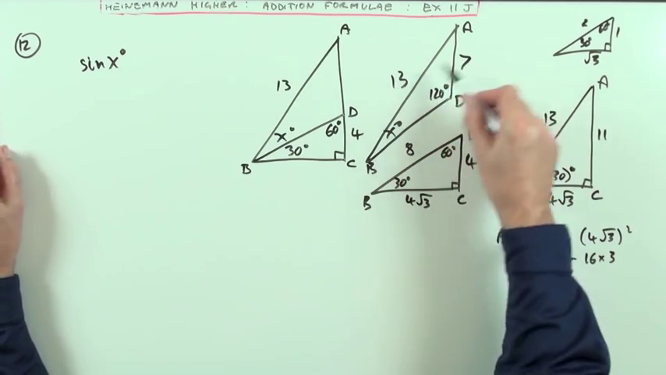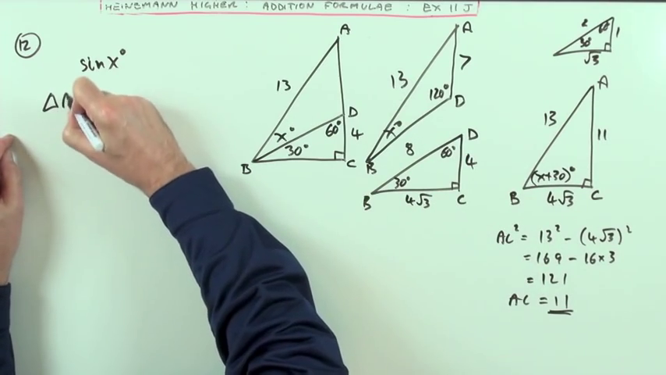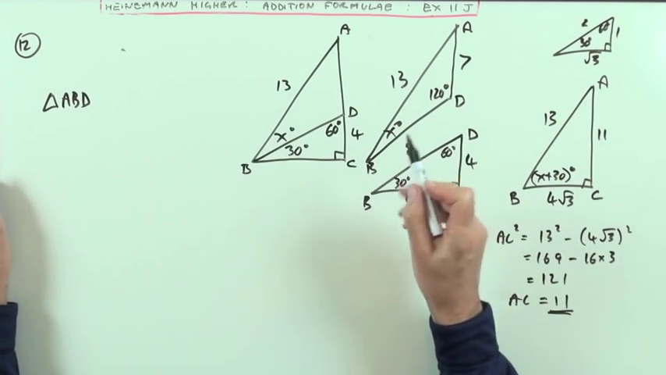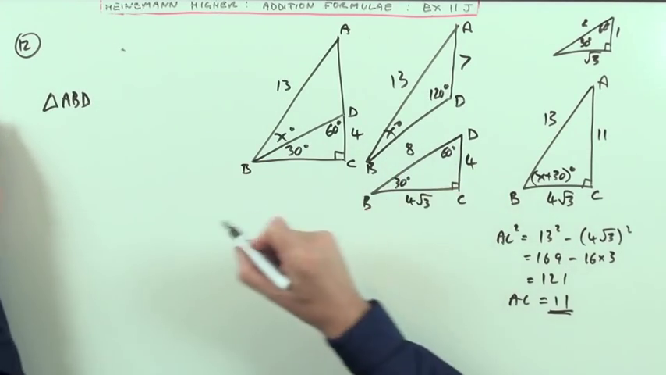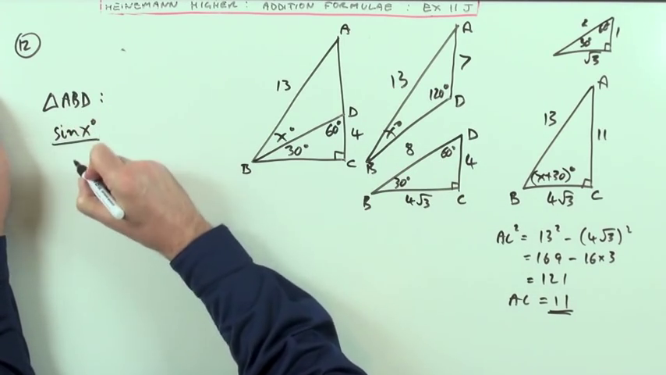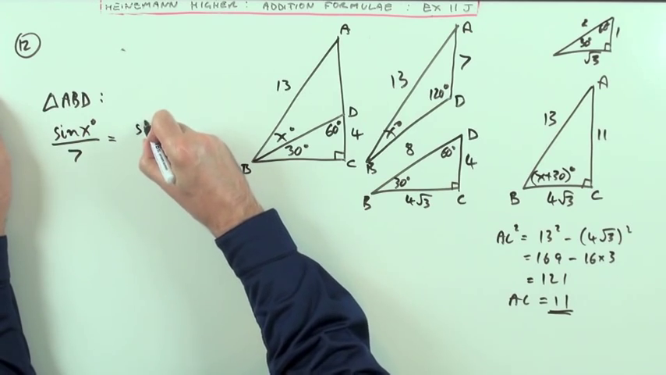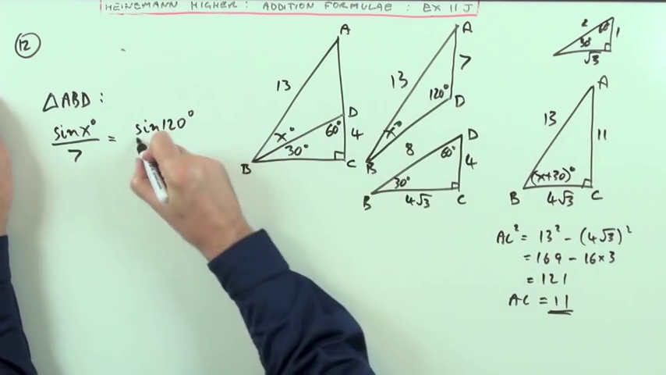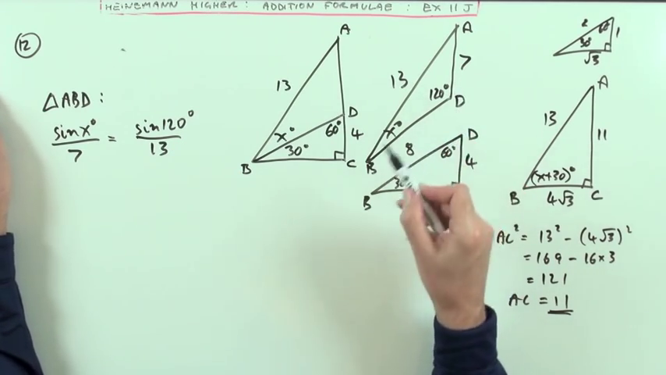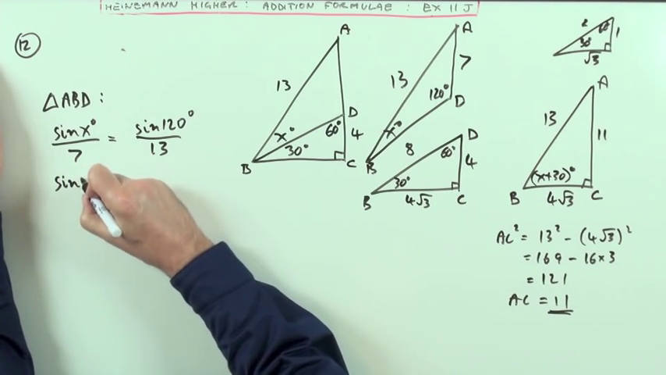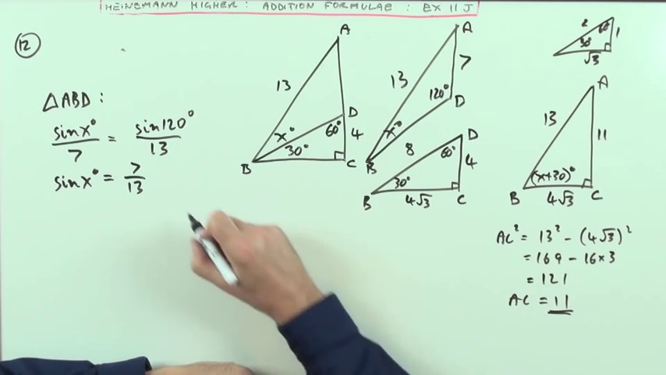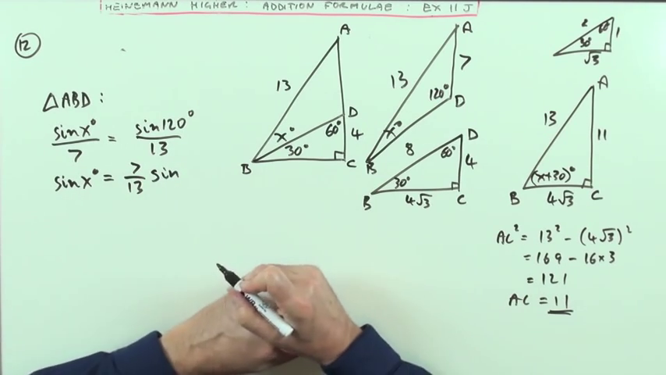I've got enough information in triangle ABD to work out the value of the sine of x by using the sine rule. So in triangle ABD, I've got the sine of x over 7 equals the sine of 120 over 13, just the simple sine rule: the proportionality between the length of a side and the sine of the opposite angle. So to get sine x degrees, and look, I'm being good and putting it in without getting annoyed, it will be 7 upon 13 times the sine of the 120.